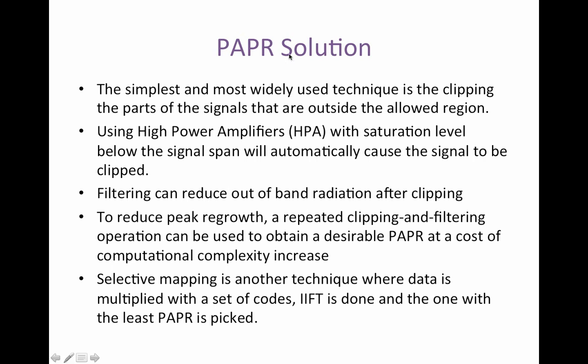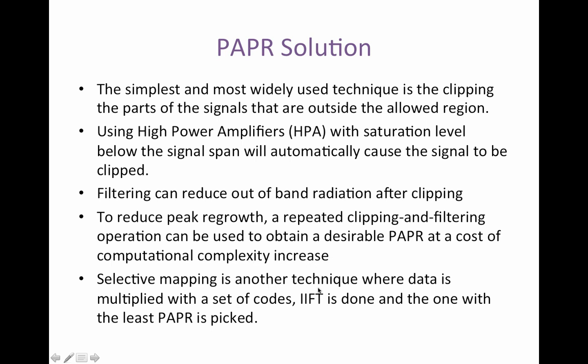So, how can we solve this problem? The simplest and most widely used technique is clipping, which is clipping the parts of the signal that are outside the allowed region. Using high power amplifiers with a saturation level below the signal span will automatically cause the signal to be clipped. Filtering can reduce out of band radiation after clipping. To reduce peak regrowth, repeated clipping and filtering can be used to obtain a desirable PAPR at a cost of increased computational complexity.